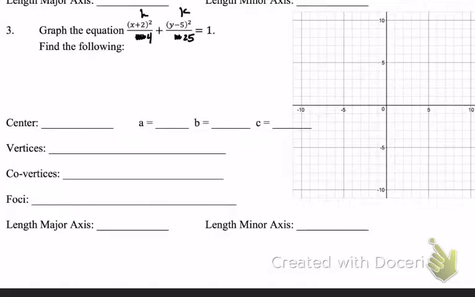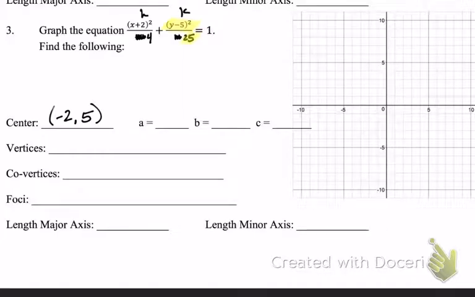So HK would be at -2, 5. Whoa, don't know what happened. -2, 5. And the reason why it's vertical is because now the bigger number is under the y squared. That's what would make it vertical: the bigger number is under the y squared instead of under the x squared.